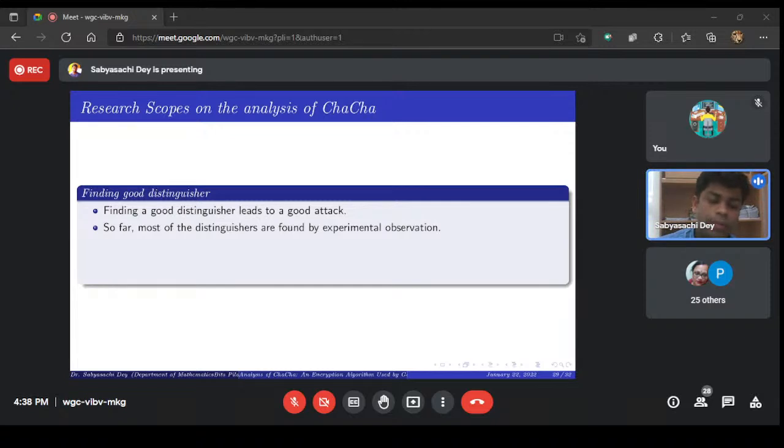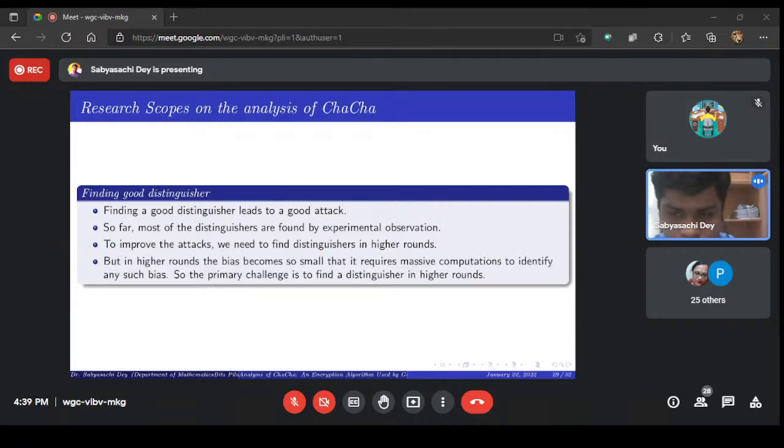But if we want to improve the attack, we have to go for higher rounds. So far we have a single-bit distinguisher only up to 3.5 rounds and multi-bit up to 5 only. If we want to improve to 6 rounds, then we have to find a distinguisher in 6 rounds. Then it is the difficulty. Then we cannot go for experimental observation only, because the correlation becomes so small that it is very difficult to detect any such correlation. Therefore, it will be a great idea if there is some algorithm.